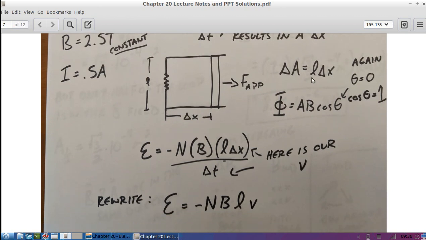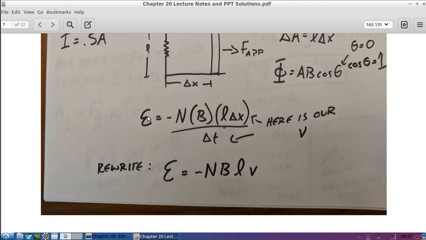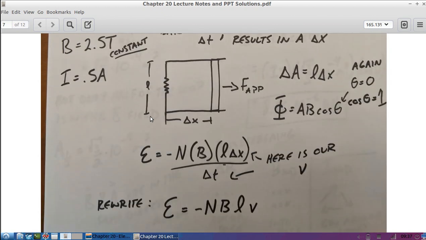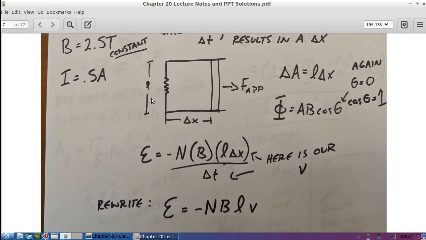So let's substitute our expression in for delta A. I know the area is changing, the magnetic field is constant, and the number of coils is always constant. I believe it's not giving us any number of loops, so we're just going to say n is equal to 1. So this is 1 bar, and it's a single loop, so n is going to be equal to 1.